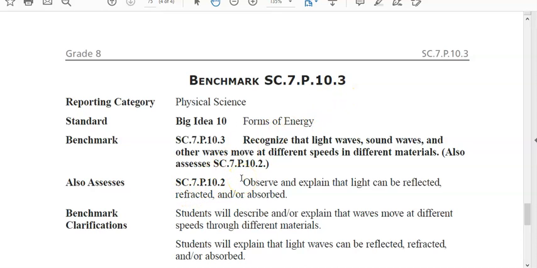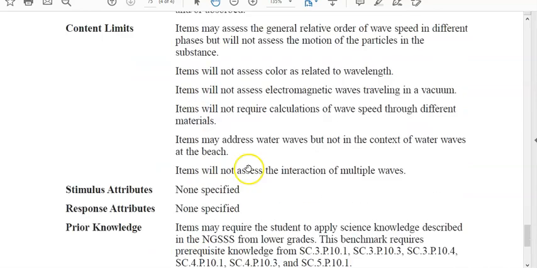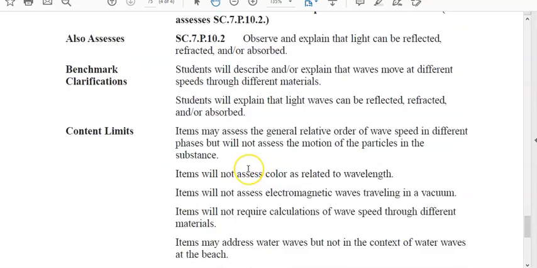So your goal would be to go through each of these and read through the content limits, read through the benchmark clarifications, to have a deeper understanding of all of these standards.